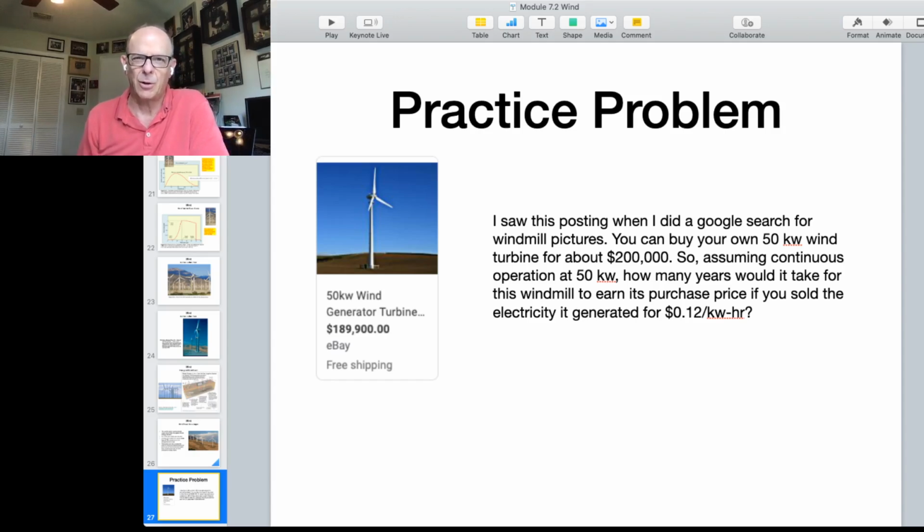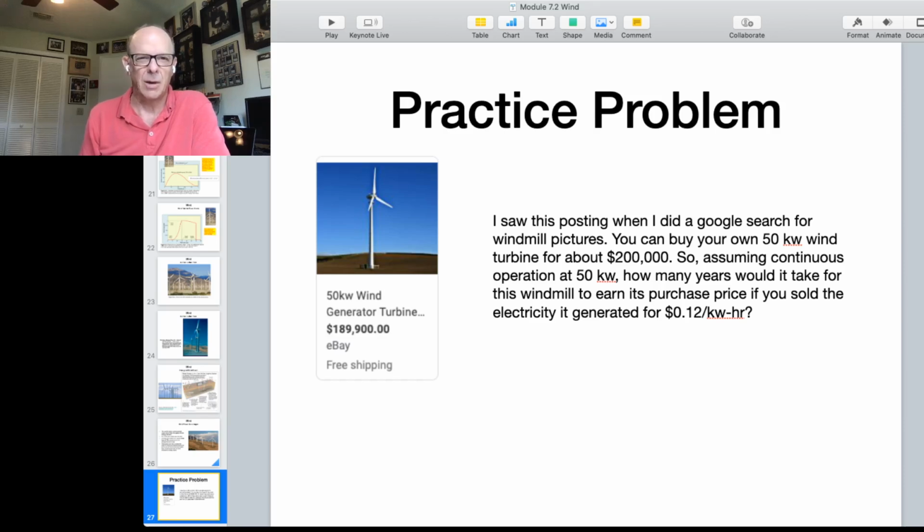And I threw this practice problem on there for you to play around with because when I was Googling pictures of wind turbines, this popped up on eBay, free shipping for $189,900, a 50 kilowatt wind generator turbine. Well, if you could buy that, and remember, you don't have to pay for shipping, and install it, and it actually generated 50 kilowatts of power continuously, which it wouldn't, but if it did, and you could sell that electricity at 12 cents a kilowatt hour, how many years would it take for you to earn $200,000 in your electricity sales from this wind turbine?